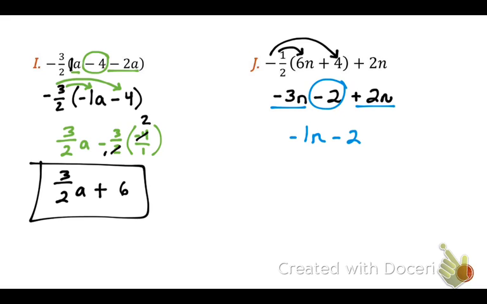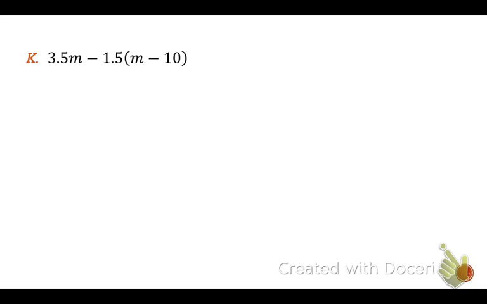What's a way to make yourself look even smarter? Take away the 1. Take away the 1 and you get what, guys? Negative n minus 2. Great job. And listen, you did that even with a fraction. Once again, when you have a half, it's always easier than anything else. We're going to do one last problem today, and it is problem K.